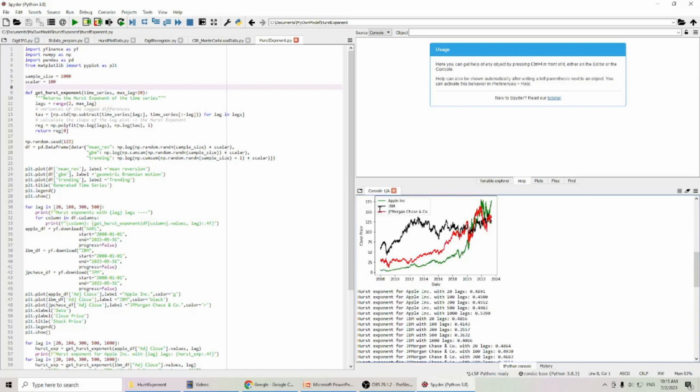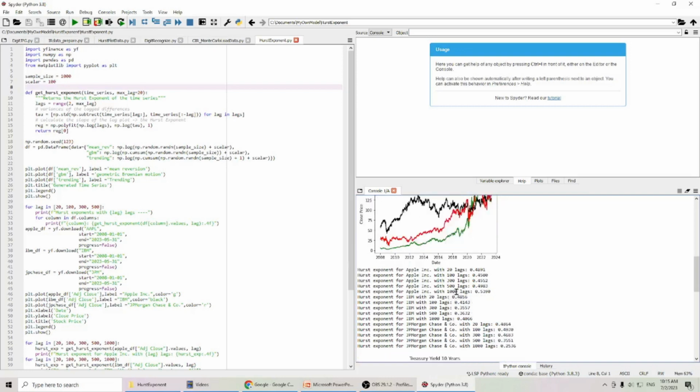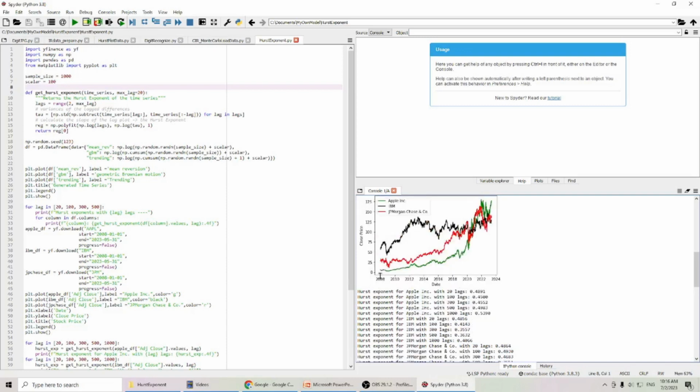And if we check IBM and JP Morgan Chase, you can see they are all less than 0.5. So the Hurst exponent told us neither IBM nor JP Morgan Chase is trending. And from the graph you can see this is for IBM, this is for JP Morgan Chase.